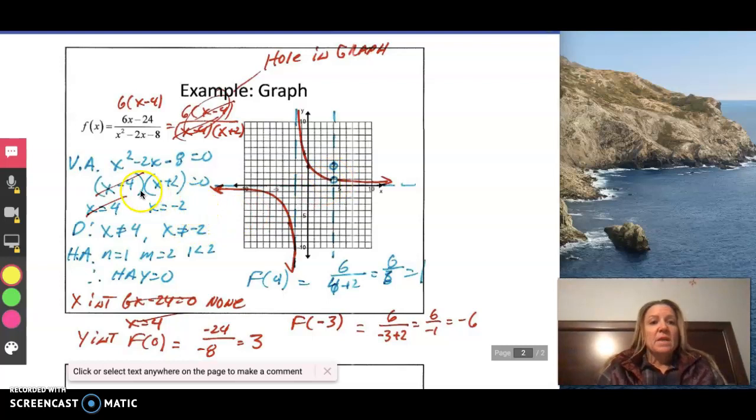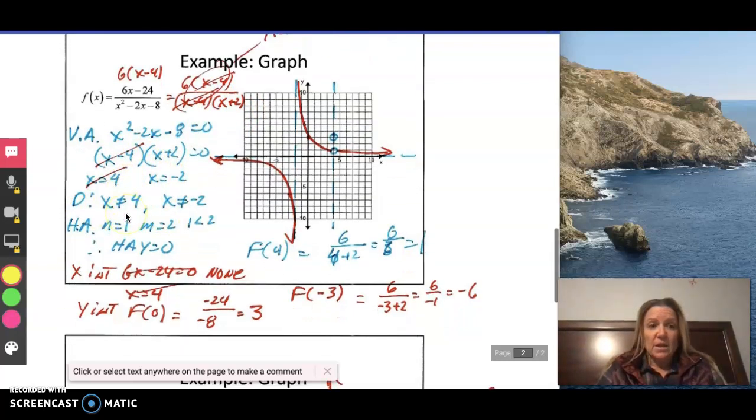Okay. Then to get your vertical asymptotes, you're going to take the denominator and set it equal to 0. We already know it factored. It's x minus 4 and x plus 2. There's a hole there, so it gets crossed off. So you're going to have a domain of all real numbers except when x equals 4 and when x equals negative 2. To find the horizontal asymptote, the largest exponent of the numerator is 1, of the denominator is 2, and 1 is less than 2. So your horizontal asymptote is at y equals 0. Your x-intercept, there is none.